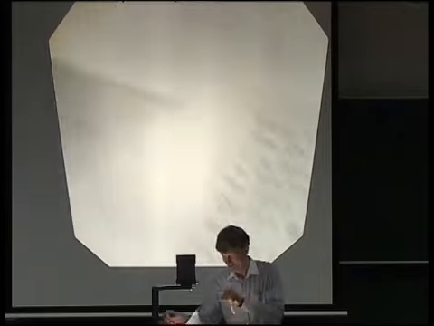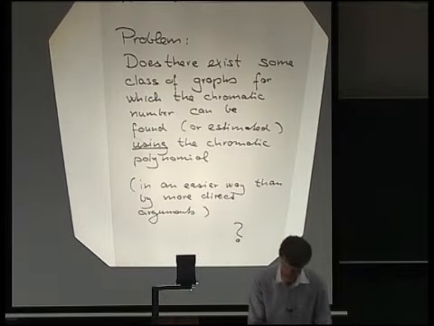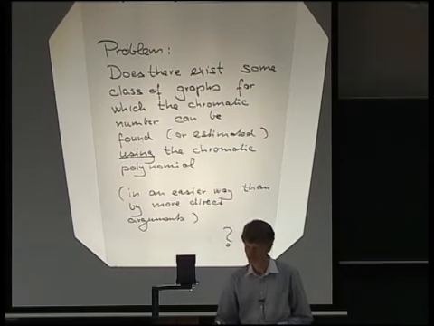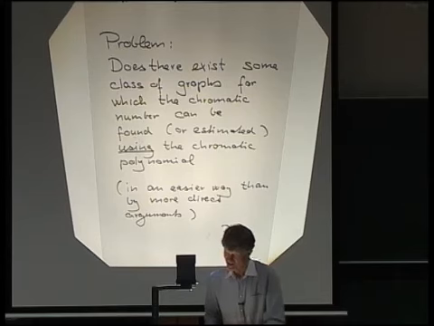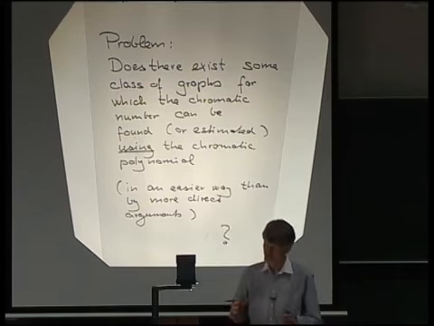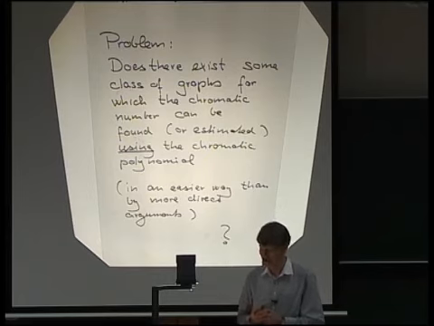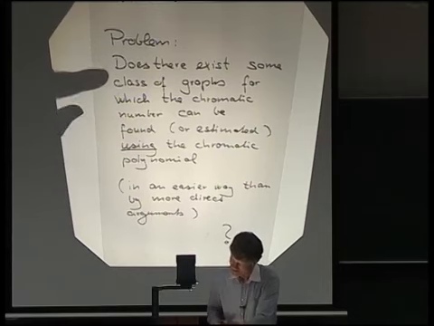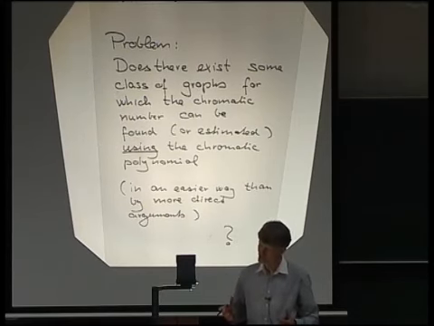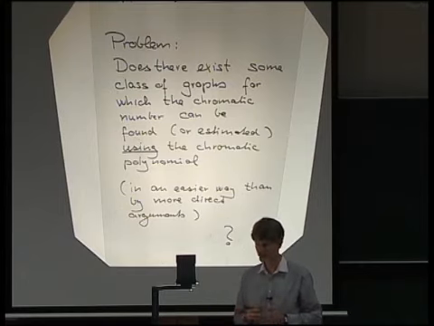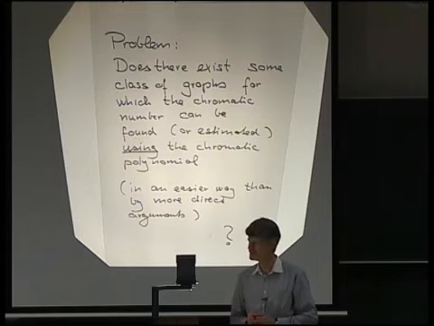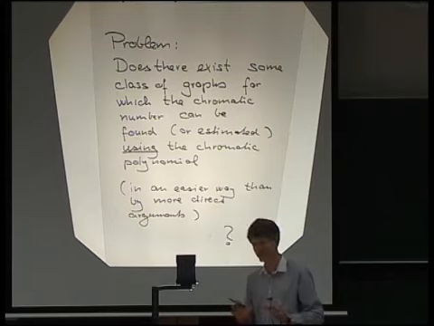And this leads me to the following provocative question. We know that the chromatic polynomial was invented in order to study the chromatic number of graphs. But I don't think it has been very successful for that. So let me ask the following question. Does there exist some class of graphs for which the chromatic number can be found or estimated using the chromatic polynomial? And it should be in an easier way than by combinatorial arguments. Just one single graph.